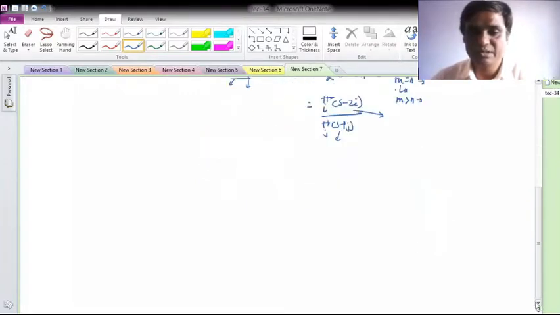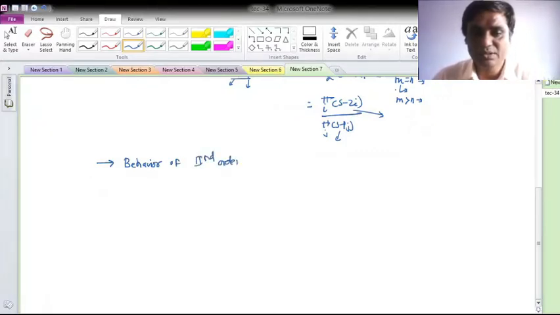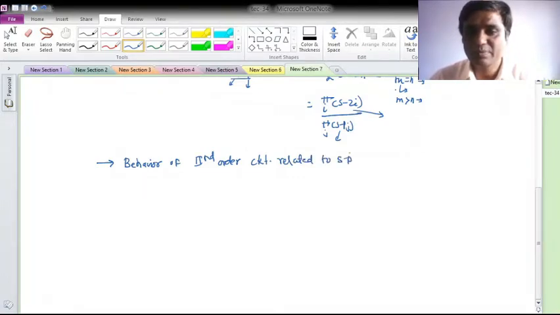with the information which we now have related to poles and zeros, we will see next the behavior of second order circuit. Basically this we have seen, but now I would like to see the behavior by the concept of poles and zeros. Okay. So this is the behavior of second order circuit, which is related to the S-plane. Related to S-plane means how the response of the second order system is based on the location of poles.